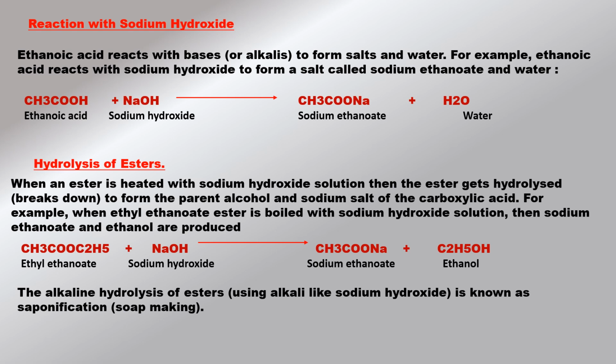The alkaline hydrolysis of esters, using alkali like sodium hydroxide, is known as saponification, soap making. This is because of the fact that this reaction is used for the preparation of soaps. When the esters of higher fatty acids with glycerol, oils and fats are hydrolyzed with sodium hydroxide solution, we get sodium salts of higher fatty acids, which are called soaps.